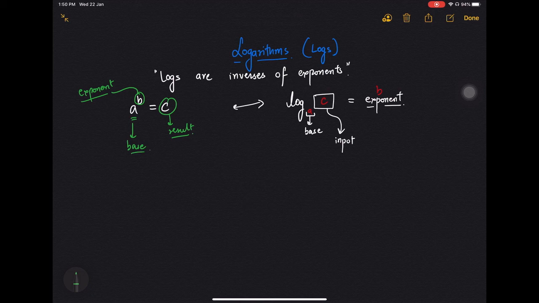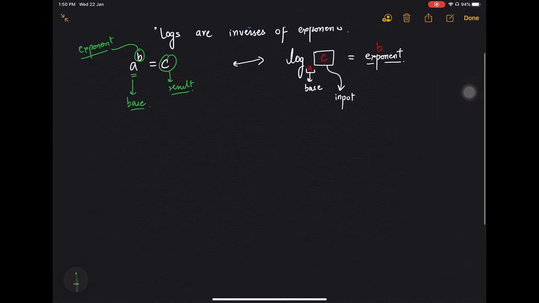But when we use logs, the exponent is unknown, but you know the base as well as the input value. I'll take an example. 2 raised to power 5 gives you, if you do the math, 2 times 2 is 4, times 2 is 8, times 2 is 16, times 2 is 32. So you have 32 as the result. But what to do if 2 raised to power x is given equal to 32?